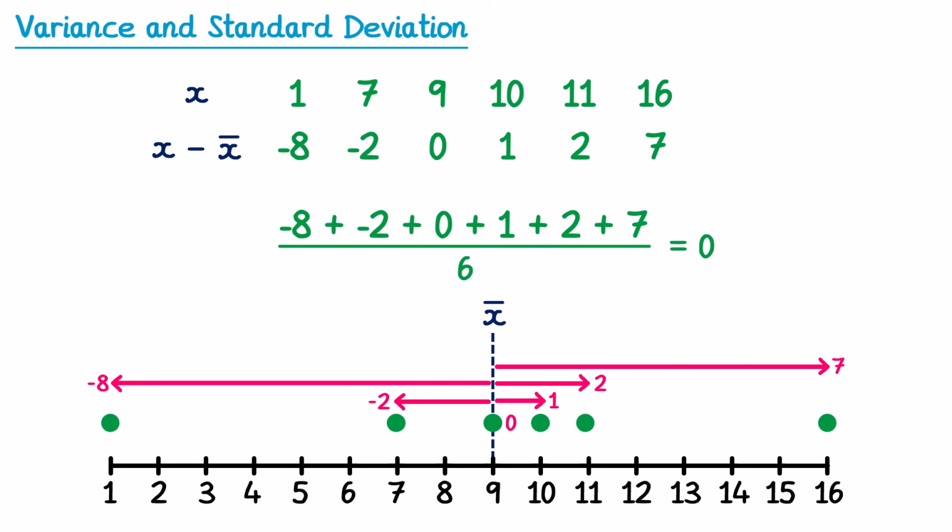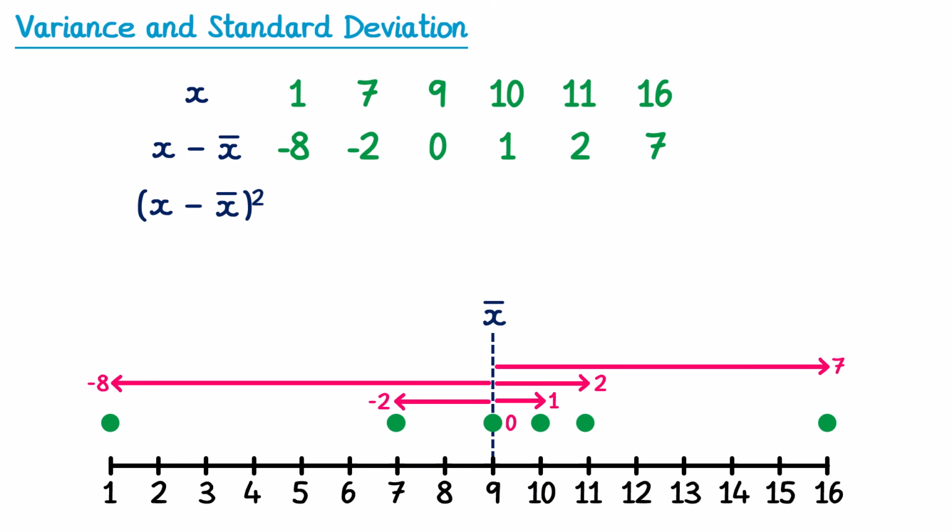The approach we use for the variance is to square all of these values instead. So we're going to work out x minus x bar all squared. If we do negative 8 squared, we get positive 64. Negative 2 squared is positive 4. 0 squared is 0, 1 squared is 1, 2 squared is 4, and 7 squared is 49. The effect of squaring is we remove all of the negative values, so if we add all of these values up this time, we won't get 0.